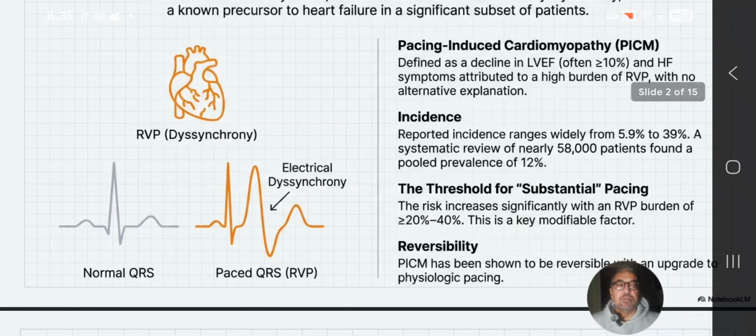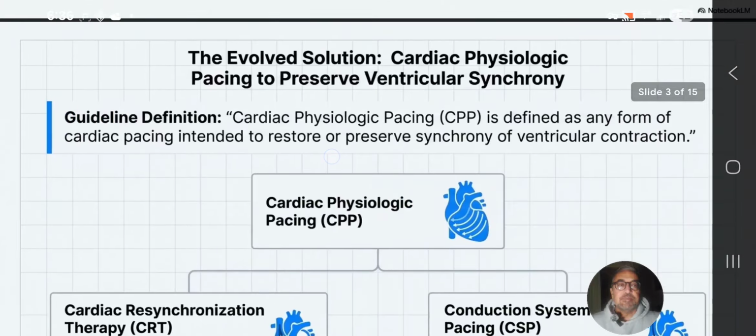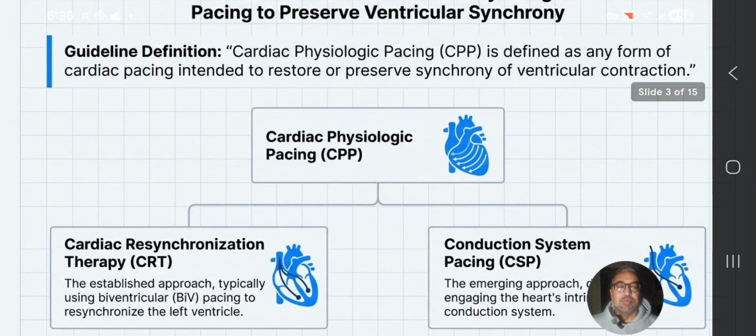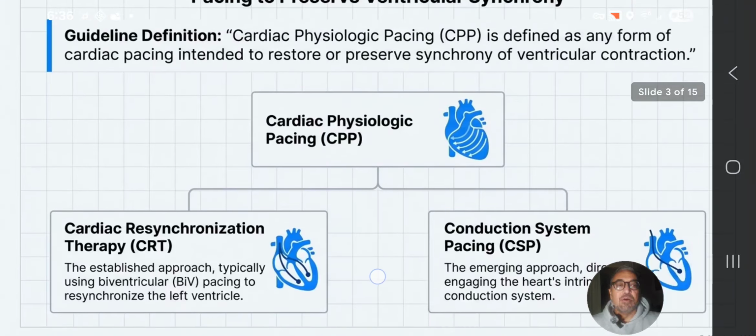Pacemaker-induced cardiomyopathy has been shown to be reversible when you upgrade the device to physiological pacing. So, in right-sided pacing, there is dyssynchrony, and when you remove the dyssynchrony and cause synchronous pacing, then the cardiomyopathy resolves. Cardiac resynchronization therapy is where you pace the right side via the endocardium, the left side via the epicardium, and resynchronize the LV. Conduction system pacing is an emerging approach where you pace either the His bundle or the left bundle.